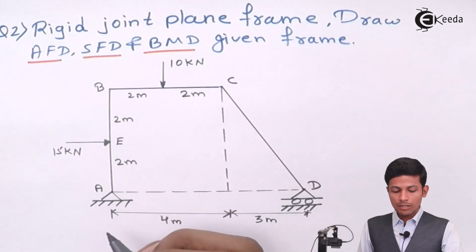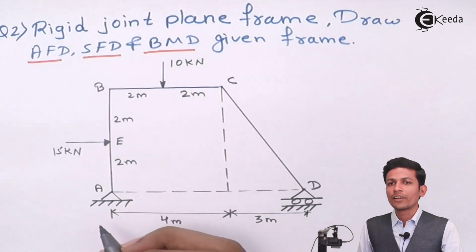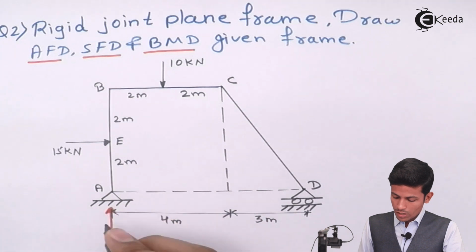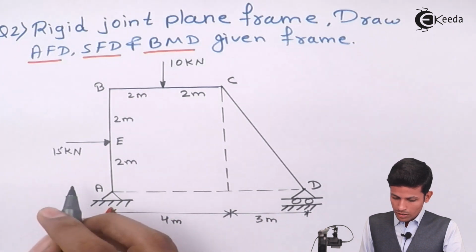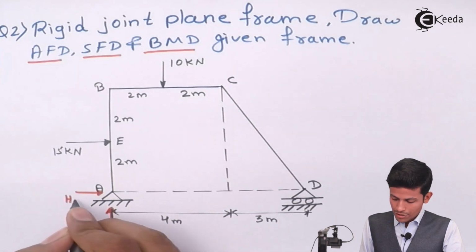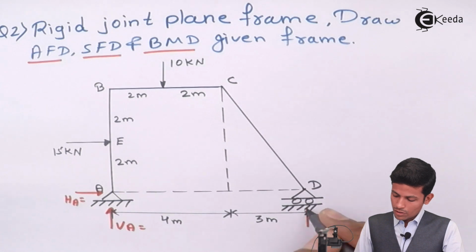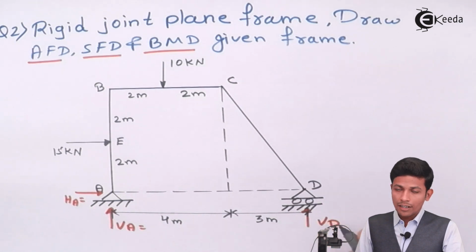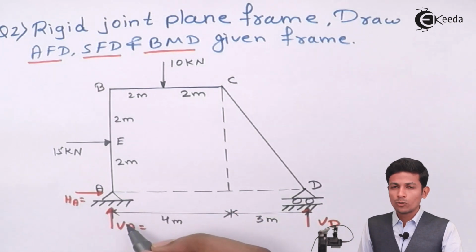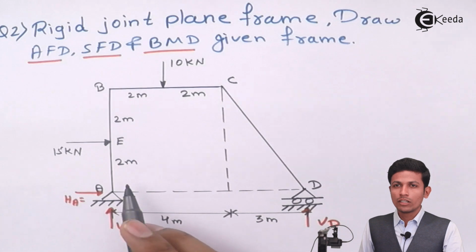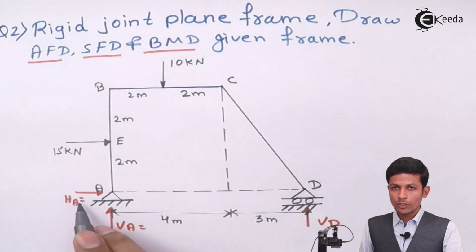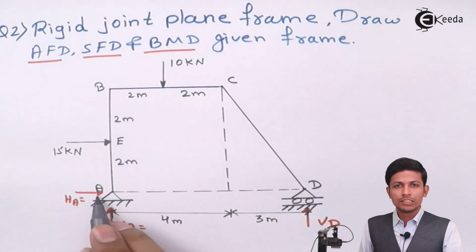As you all know, our first step will be nothing but calculation of support reactions. First, this is your hinge, so there will be VA and HA, and this is the roller support, that is VD. When we don't know the directions of the loads, always assume them towards the point. We don't know these, so we have assumed them towards the point.